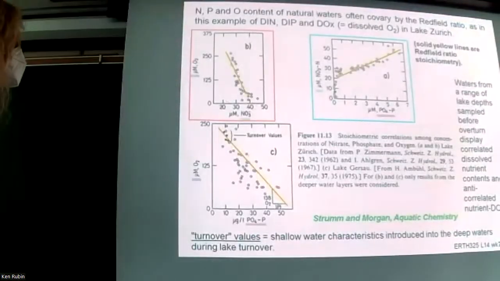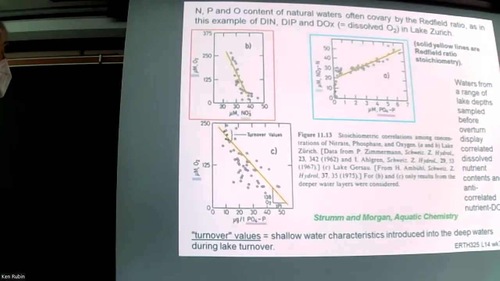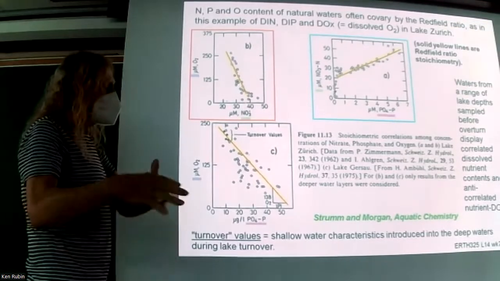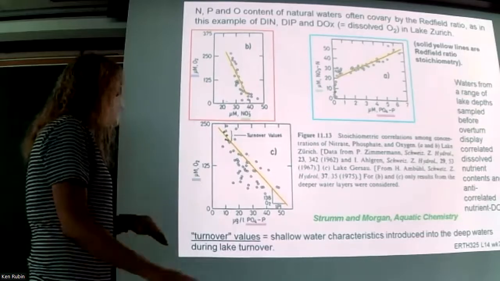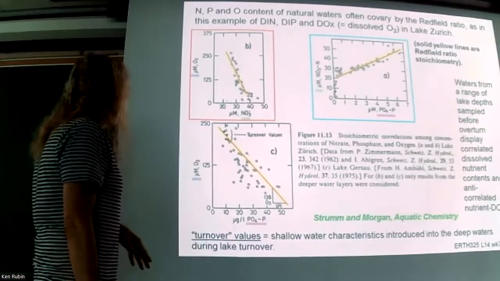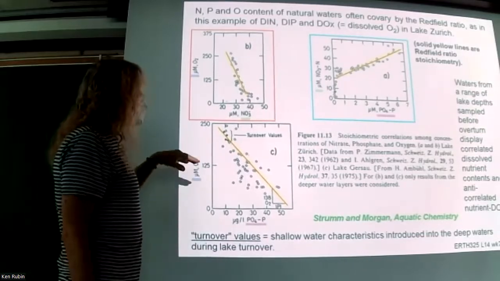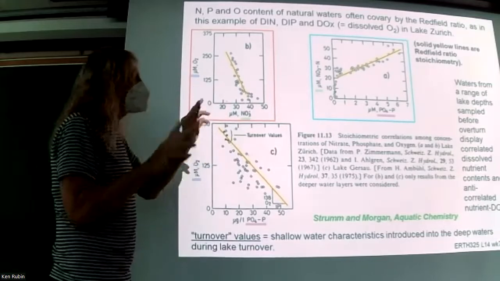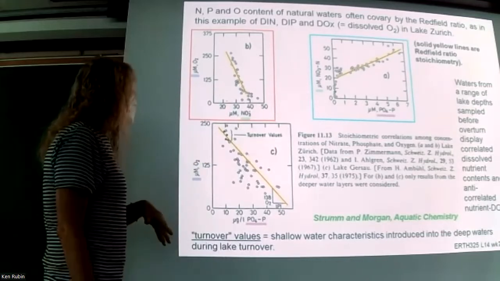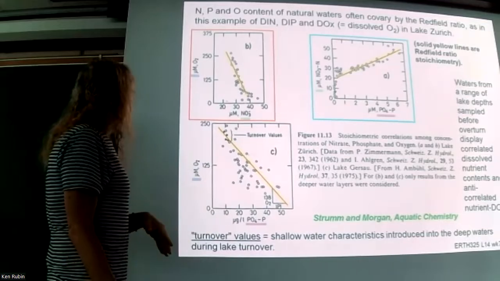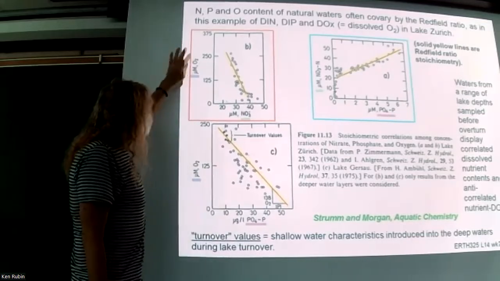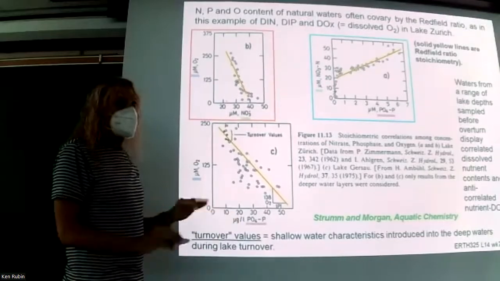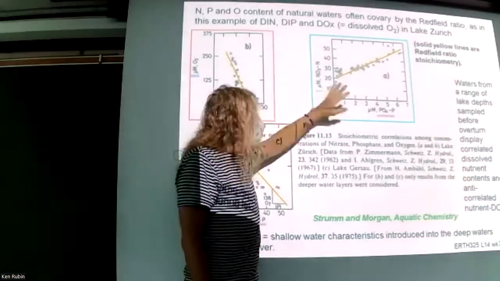So these are some samples of water taken from Lake Zurich in Switzerland. That's why a lot of the text is German. These all come from a single book called Stumm and Morgan, which, when I learned aquatic chemistry, was considered the Bible. It hasn't been updated in many years. But these are concentrations of oxygen versus nitrogen, oxygen versus dissolved phosphorus, and nitrogen versus phosphorus.